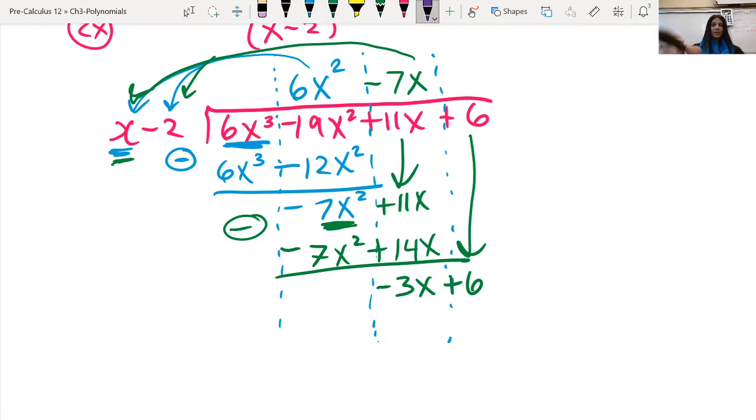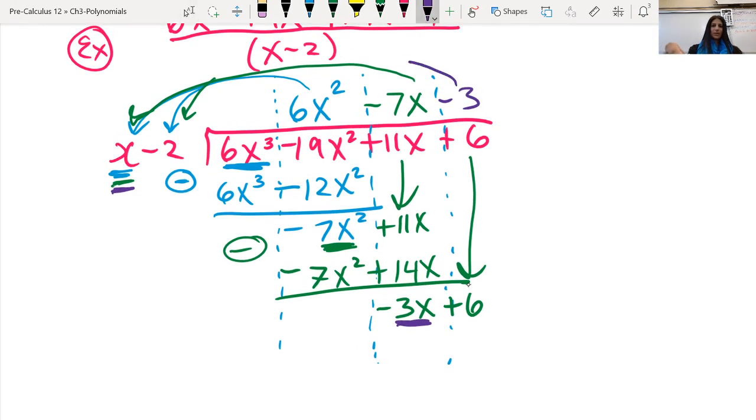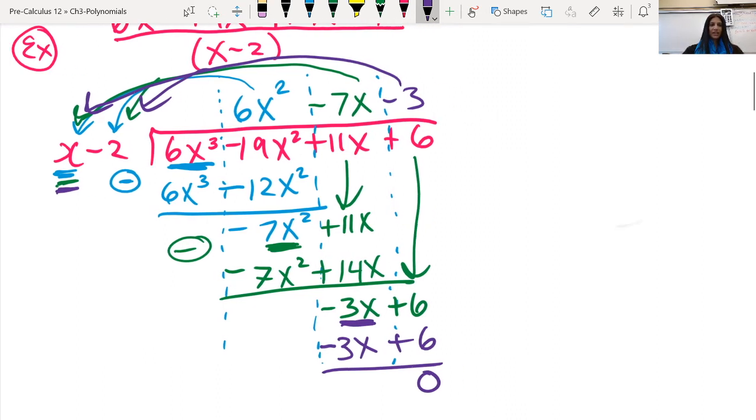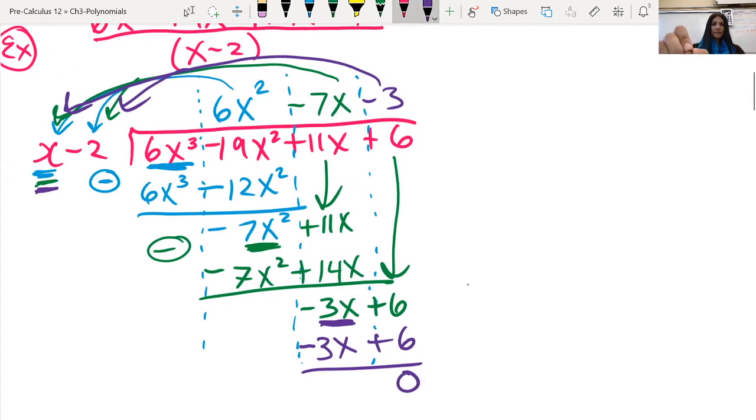And now I'm on to my next step here, which is taking this minus 3x and dividing it by my x term here. Minus 3x divided by x gives me minus 3, and I go through the same process where I take the minus 3 and I multiply it there, and then I write it at the bottom, and I was expecting this. I get minus 3x, and I get plus 6. Look at that. This worked out perfectly so that I don't even have a remainder on this one.